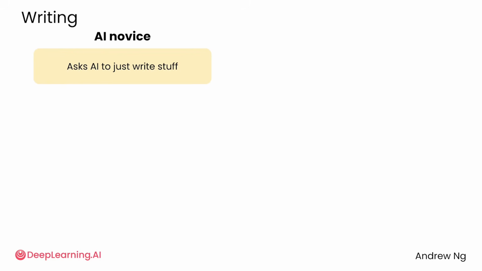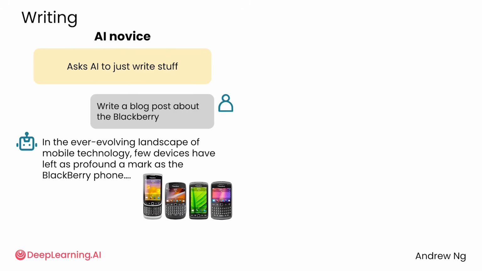Novices will just ask AI to write stuff like, write a blog post about the BlackBerry. And it will generate a bunch of text that maybe looks like this, which sounds like AI slop. It's a bunch of generic text that's just not that interesting and takes up a lot of space.